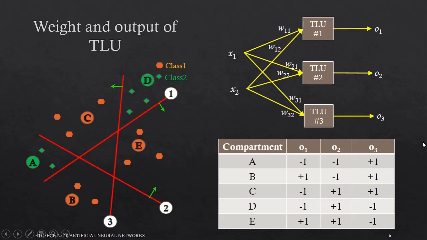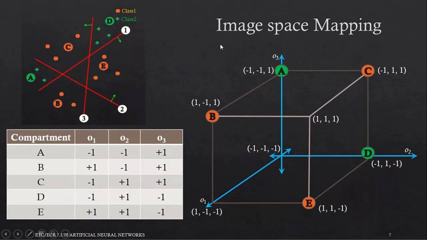What we do now is extremely important. We take the original pattern space and map each pattern into something called the image space. This image space has O1, O2 and O3 as the XYZ axis. What you are seeing here is a cube that extends from -1 to +1 in the O1, O2 and the O3 direction.